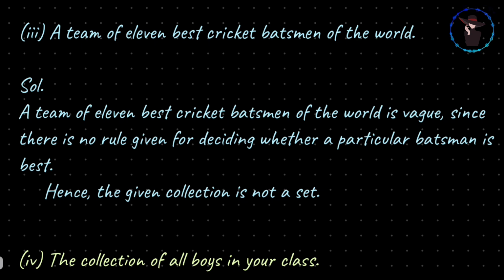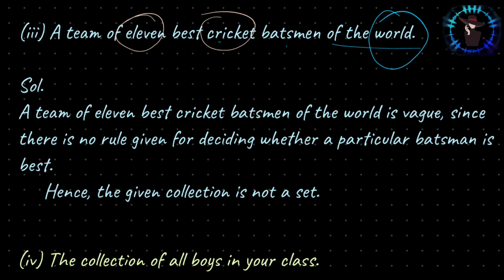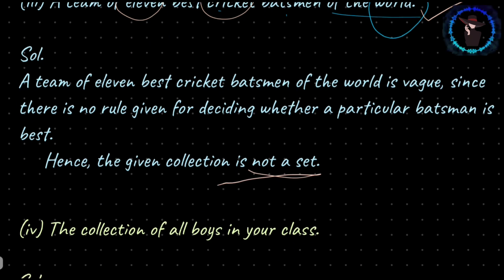Third question: a team of 11 best cricket batsmen of the world. Now that was India, this is the world, much greater, right? So we cannot just decide 11 cricketers from the whole world, so it is also not a set. That is what the statement says.